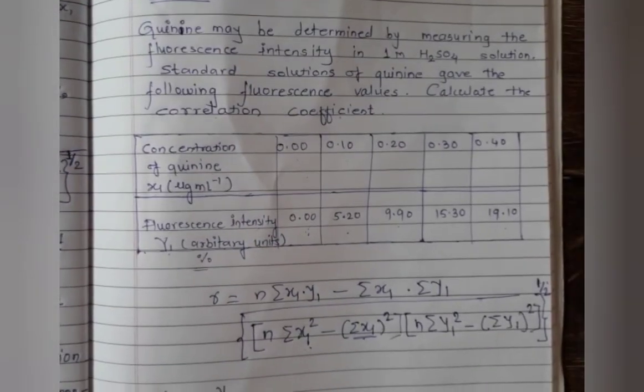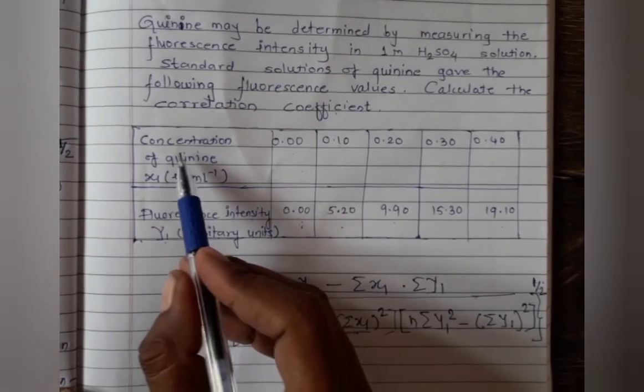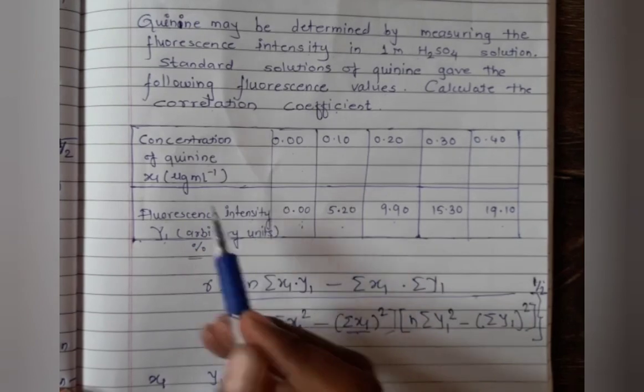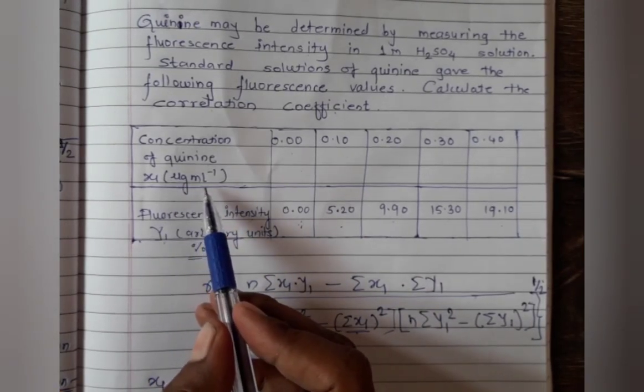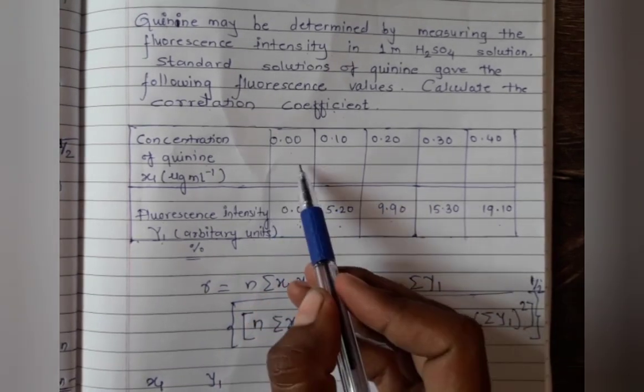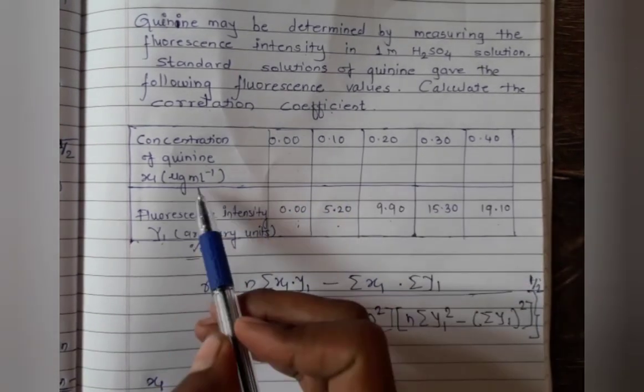We know that the value is between plus 1 and minus 1. The first column is the concentration of quinine, and concentration is given in units of microgram per ml. The concentrations are 0, 0.10, 0.20, 0.30, 0.40 microgram per ml.